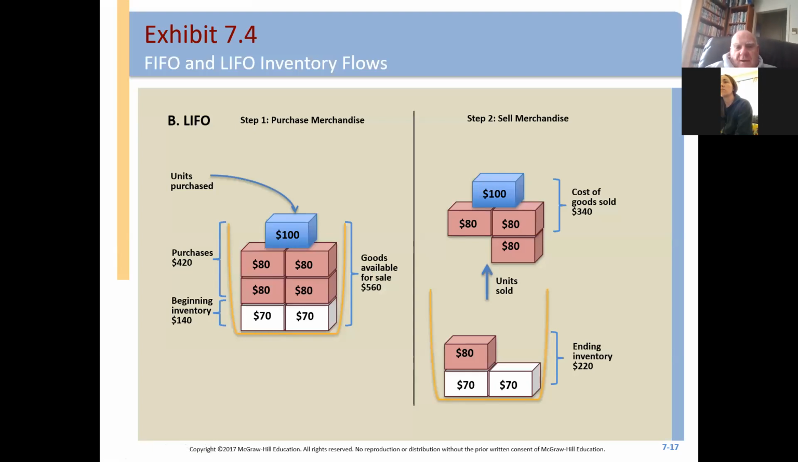LIFO, last in, first out. We're always selling the newer items first, the more expensive ones. So here, we sold 4 items, right? And where did we get these, Brianna? Where do we get? LIFO. The last ones you brought in are the first ones out. So yeah, that would be this one here, right? 100. Yeah. Plus 3 of these guys. So notice you came up with a different cost of sales number and a different inventory number.